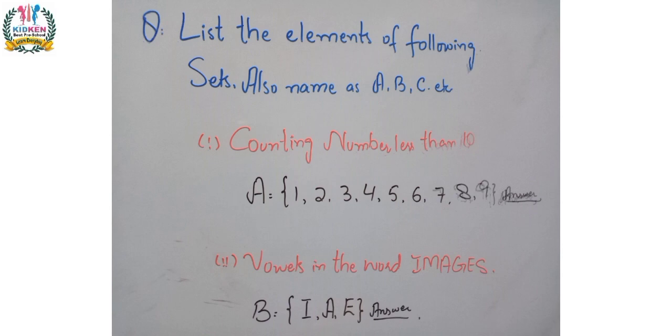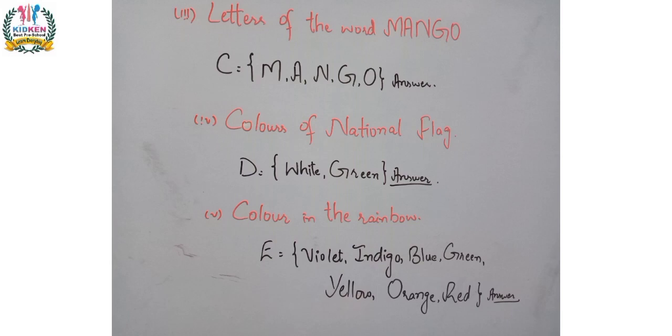The next question is the vowels in the word IMAGES. Simply we can write the vowels in the word images. We have the 5 vowels A, E, I, O, U, and the characters of the word images are I, M, A, G, E, S. So we only write the vowels that come in the word images. Images has three vowels: I, A and E. The third part of this question is the letters of the word MANGO. Simply we can write the letters M, A, N, G, O in set form.